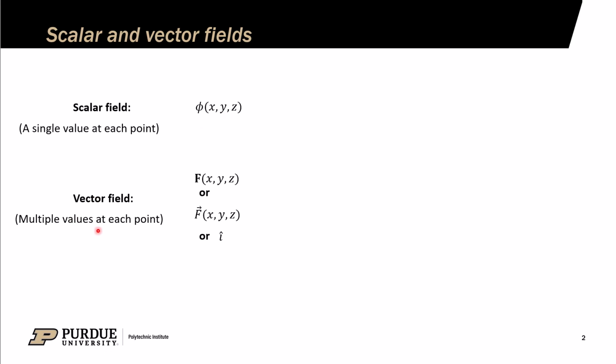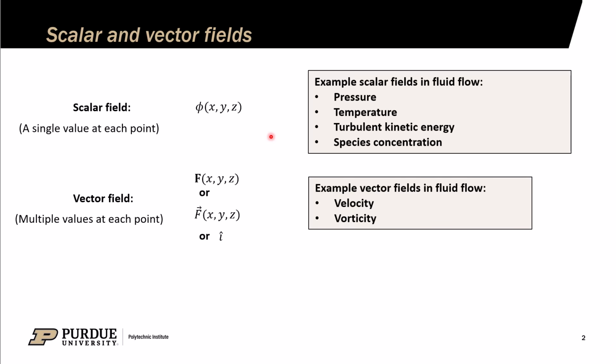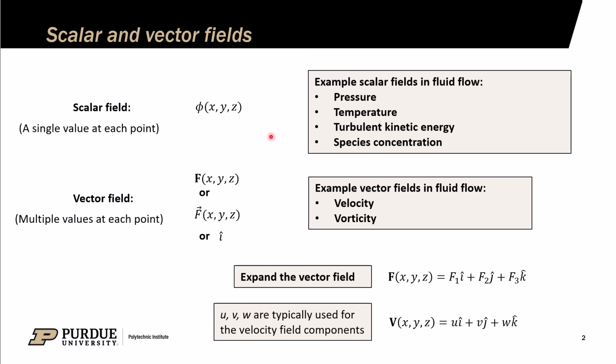Vector fields, on the other hand, take multiple values at each point, and vectors are denoted either using boldface font or using an arrow above the symbol, or the unit vectors i, j, and k will use a hat symbol. Some example scalar fields you're likely to encounter in fluids problems are pressure, temperature, turbulent kinetic energy, species concentration, and so on. And some example vector fields you're likely to encounter in fluids problems are velocity and vorticity.